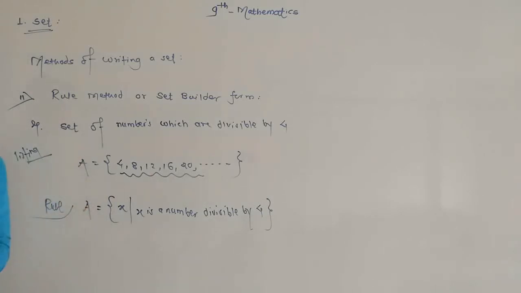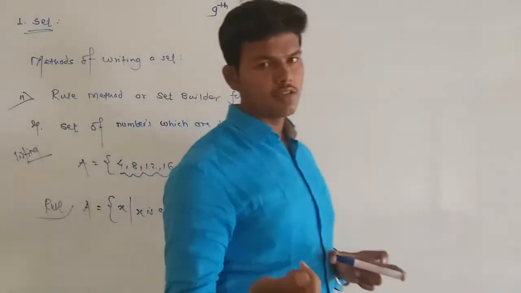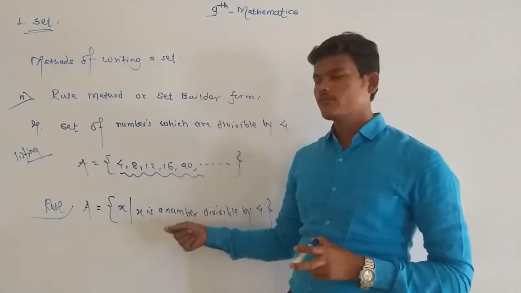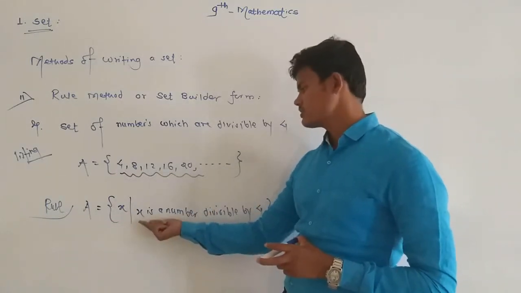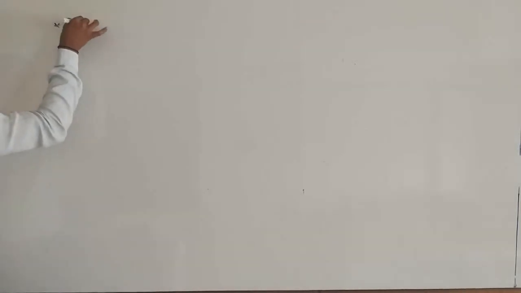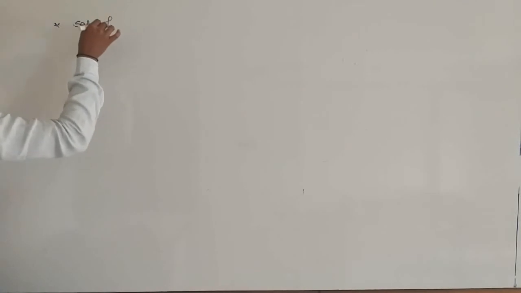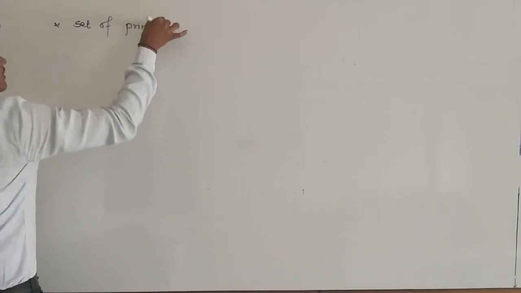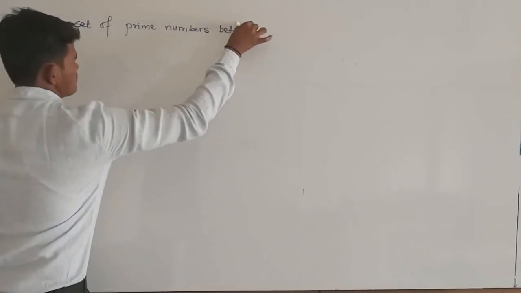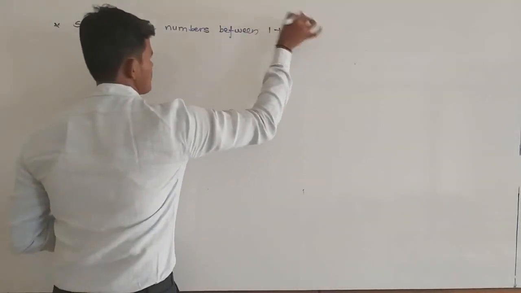In simple language, what is the difference between the listing method and the rule method? In listing method we are writing a list of elements, and in rule method, instead of writing elements, we are using a variable and writing a property for the given set. Let's take another example of a rule method, that is, set of prime numbers between 1 to 10.